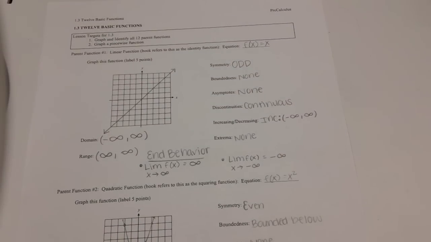It's increasing from negative infinity to infinity because it is going up from negative infinity to infinity. There are no extrema since this is a linear function. The domain is negative infinity, infinity, and the range is negative infinity, infinity. Its end behavior, the limit as x approaches infinity is infinity, and as x approaches negative infinity is negative infinity.